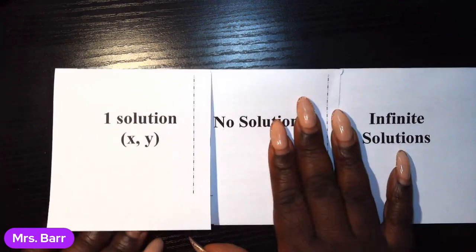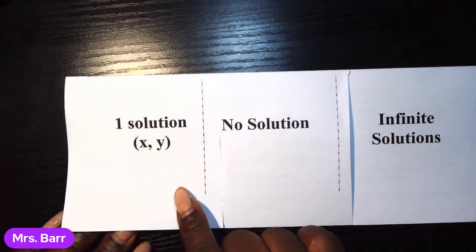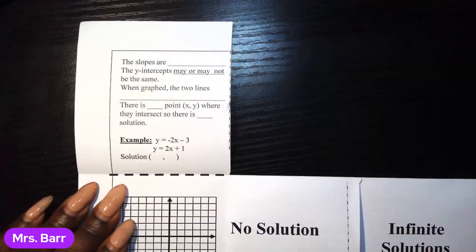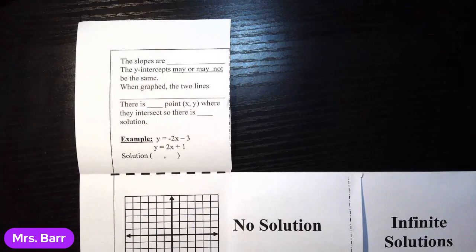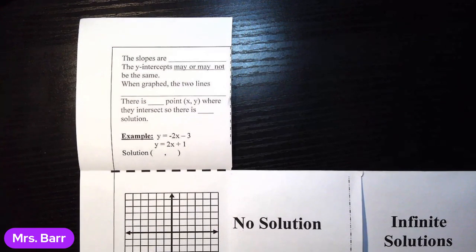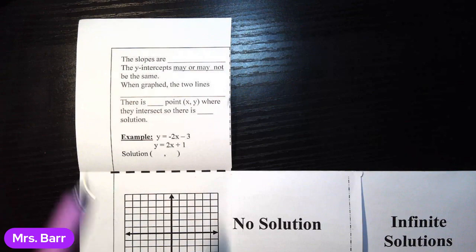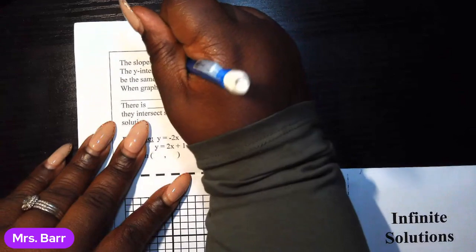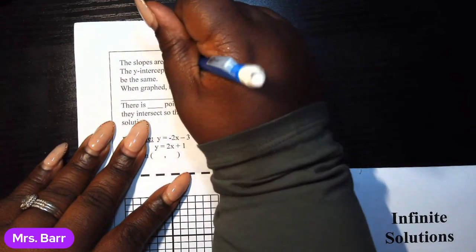All right, so we're going to first talk about what it means to have one solution. One solution, okay? All right, so let's go ahead and open our flap. So it says here that the slopes are, we're going to fill in the blank here too, and I'm wondering if I can zoom in. I don't know if I can. Probably not. But it says that the slopes are different, okay? The slopes are different here. When you only have one solution, that means the slopes will be different.